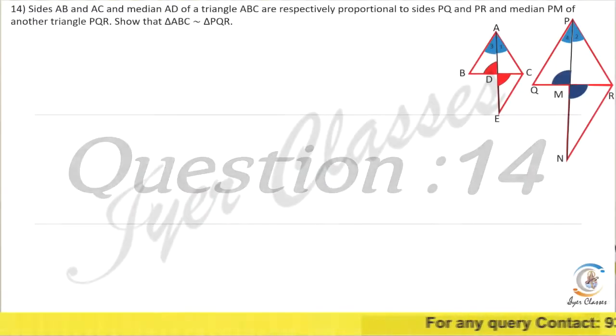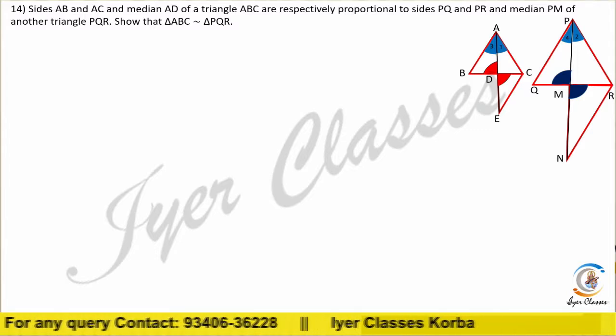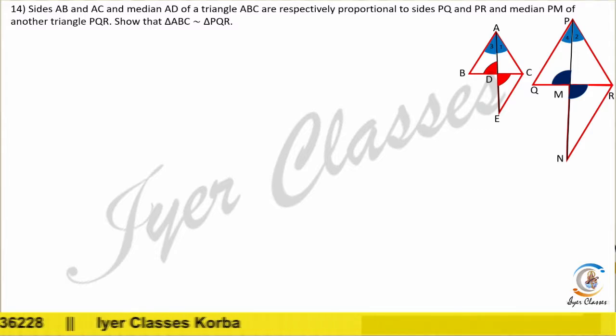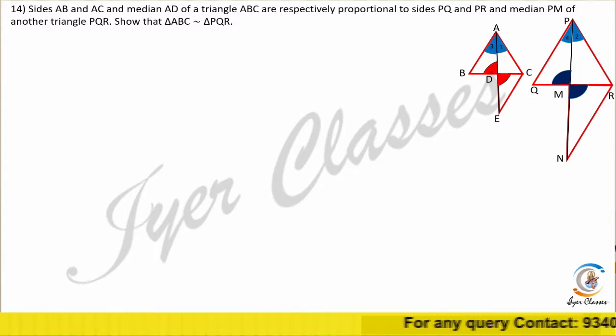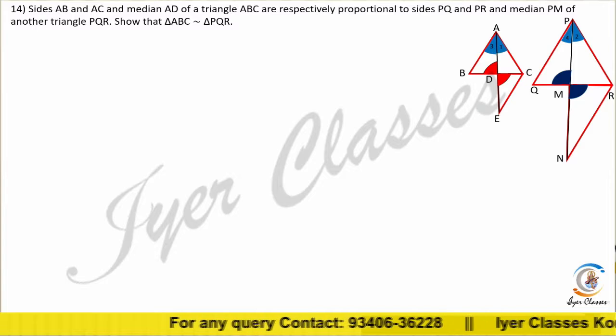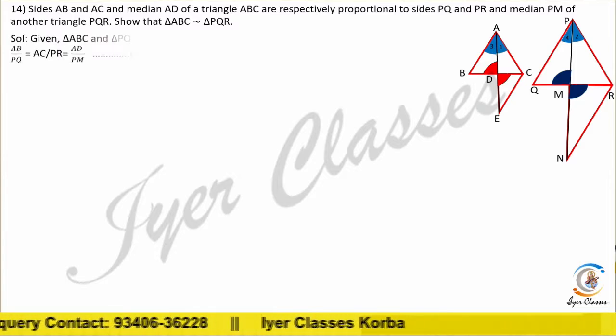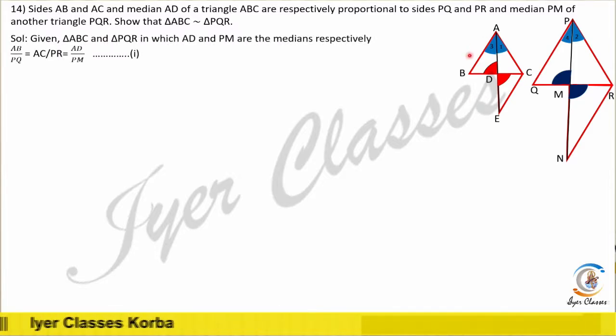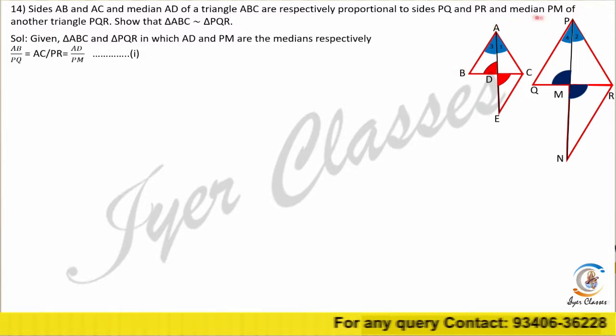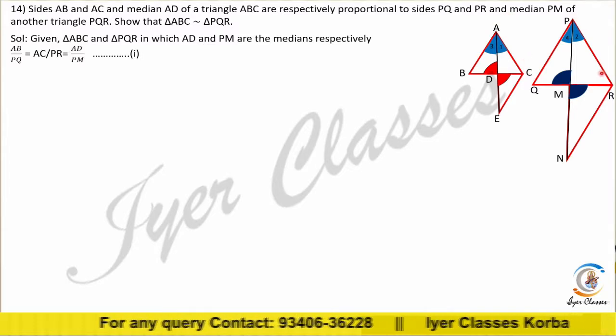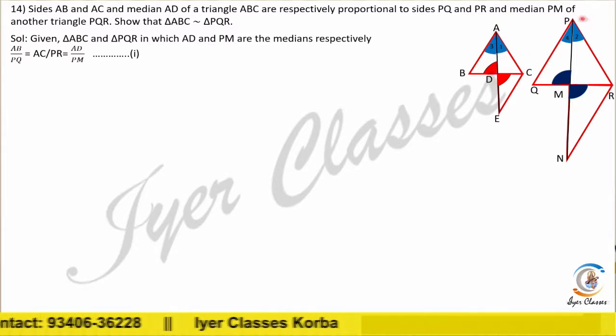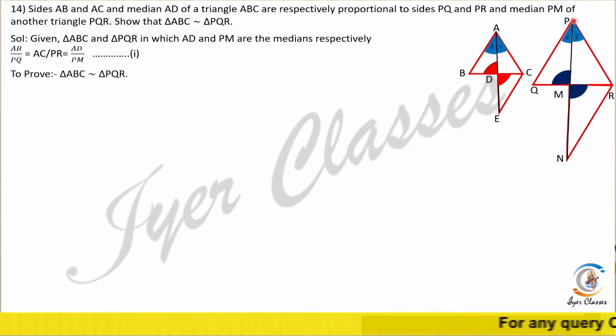Question number 14. Sides AB and AC and the median AD of triangle ABC are respectively proportional to sides PQ, PR and the median PM of another triangle PQR. We are supposed to show that triangle ABC is similar to triangle PQR. What is given? We are given triangle ABC and triangle PQR in which AB by PQ is equal to AC by PR, and that is also equal to AD by PM respectively. That is given to you. We are supposed to prove that triangle ABC and triangle PQR are similar to each other.